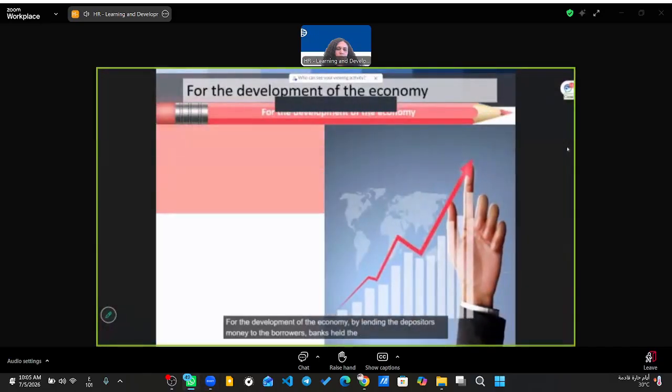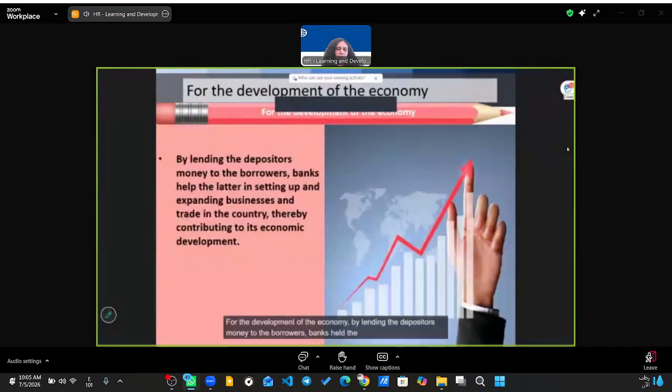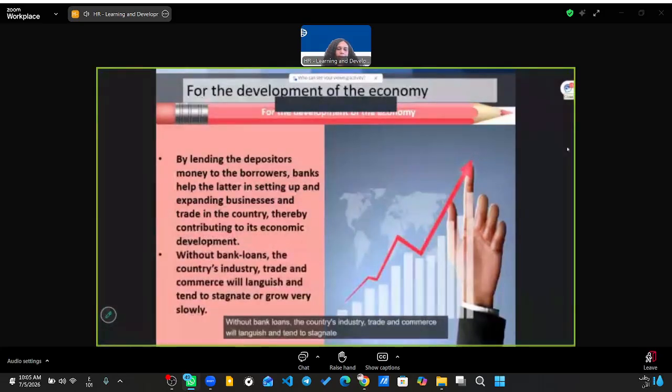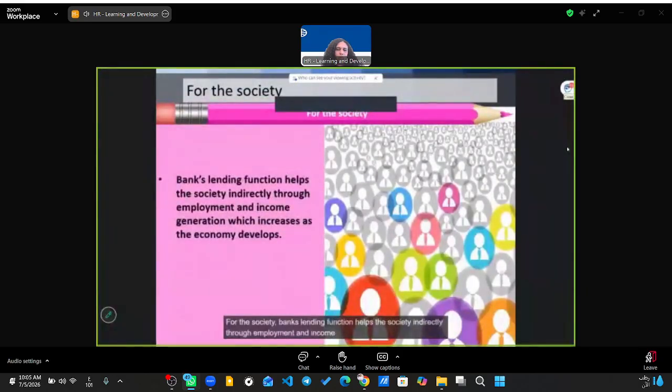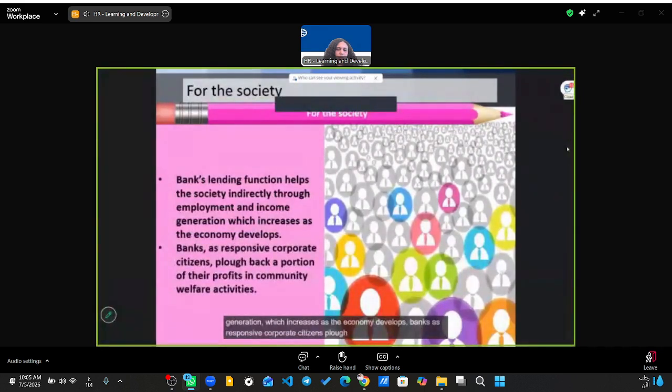For the development of the economy, by lending the depositors' money to the borrowers, banks help the latter in setting up and expanding businesses and trade in the country, thereby contributing to its economic development. Without bank loans, the country's industry, trade and commerce will languish and tend to stagnate or grow very slowly. For the society, banks' lending function helps the society indirectly through employment and income generation, which increases as the economy develops. Banks, as responsive corporate citizens, plow back a portion of their profits in community welfare activities.